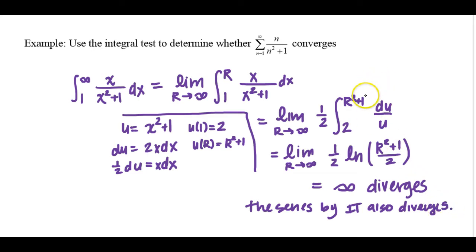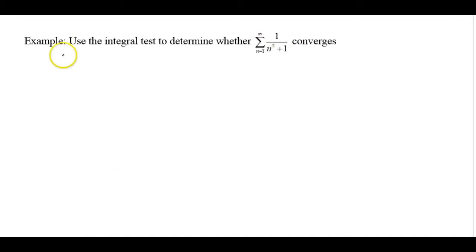So that's it for applying the integral test to this particular series. So realize it did take quite a significant amount of work. We needed to use a u-substitution in order to solve this improper integral. But at the end, whatever behavior the improper integral has, we can say that the infinite series has as well. Alright, second example, use the integral test to determine whether the sum from n equals 1 to infinity of 1 over n squared plus 1 converges.